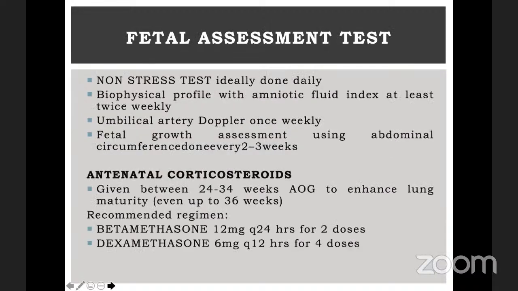Fetal assessment tests: non-stress test ideally done daily, biophysical profile with amniotic fluid index at least twice weekly, umbilical artery Doppler once weekly, fetal growth assessment using abdominal circumference every 2 to 3 weeks. Antenatal corticosteroids are given between 24 to 34 weeks age of gestation to enhance lung maturity, even up to 36 weeks. Recommended regimens are betamethasone 12 mg every 24 hours for 2 doses, or dexamethasone 6 mg every 12 hours for 4 doses.